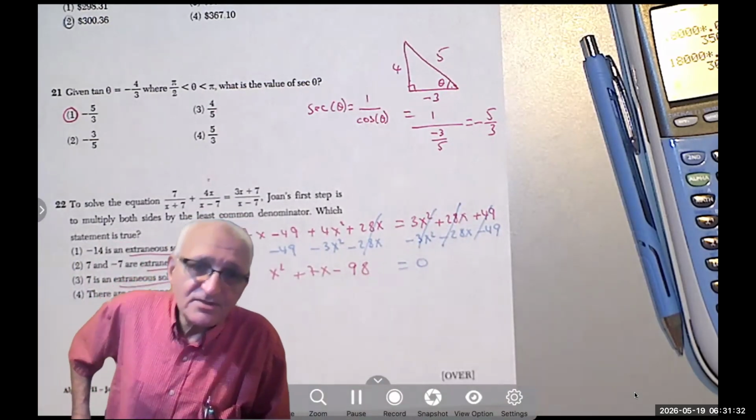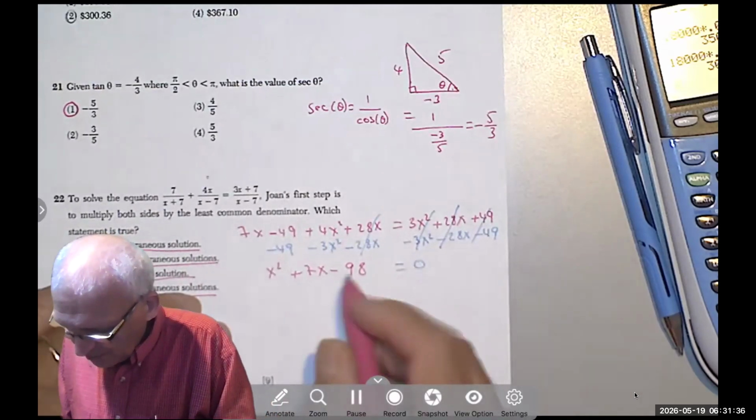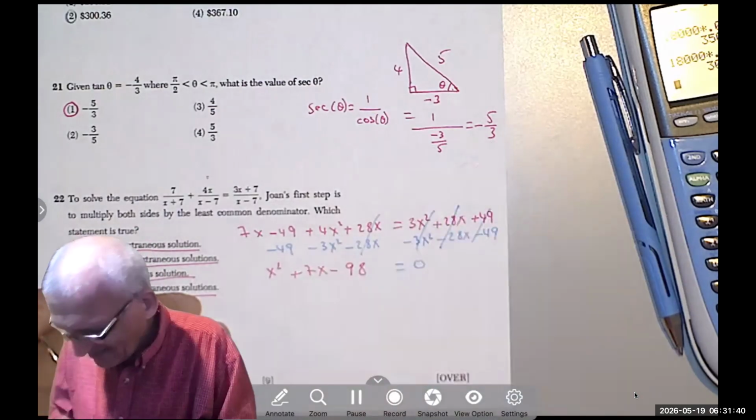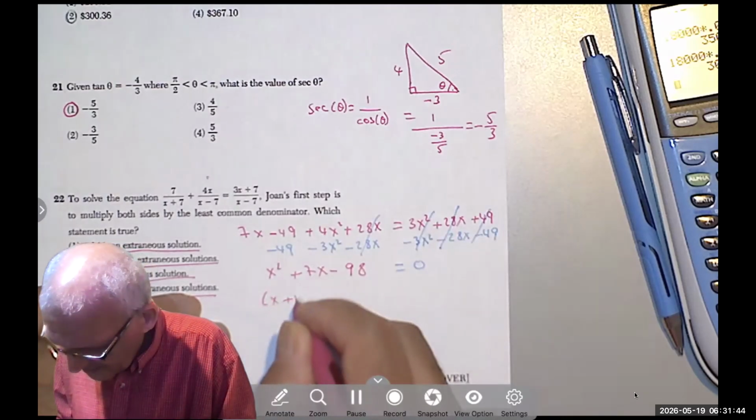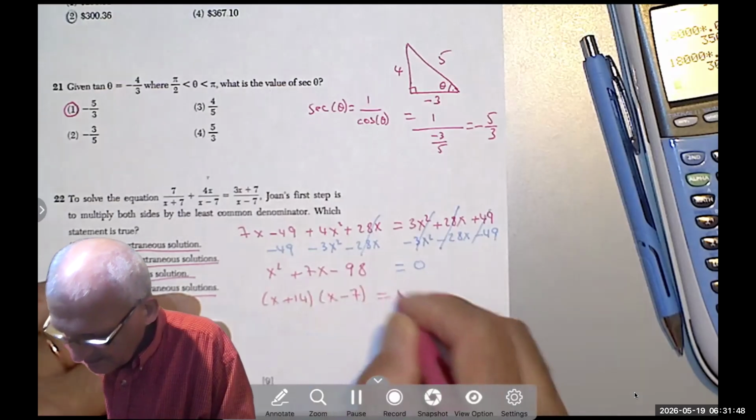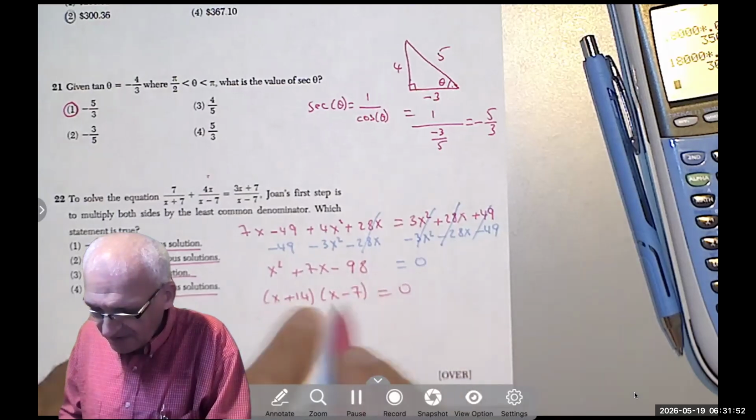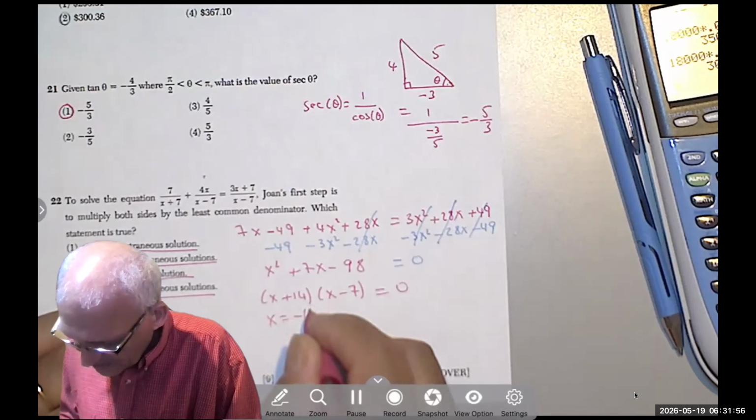98 is 7 times 14, because it's twice 49. I said 7 times 4, but I want 7 times 14. I want the 14 to be positive and the 7 to be negative, right? When you multiply, you will get negative 98. When you add, you get positive 7x. So x equals negative 14.